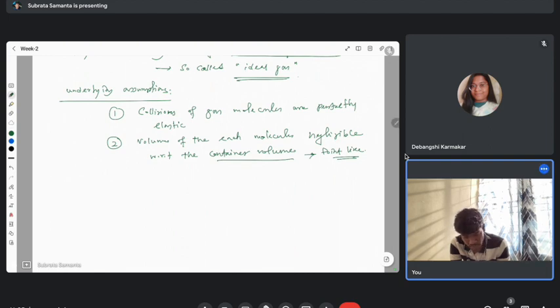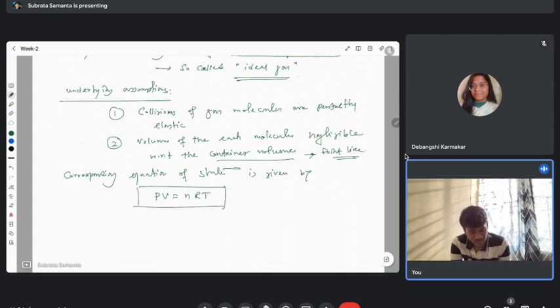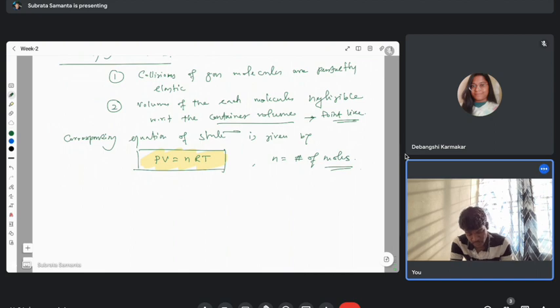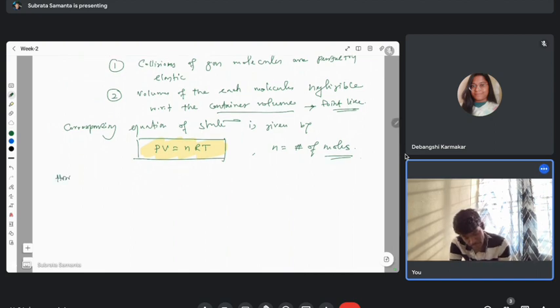The corresponding equation of state under these assumptions is given by PV equals nRT, where n is the number of moles. So this is the ideal gas situation. So how about for real gas?